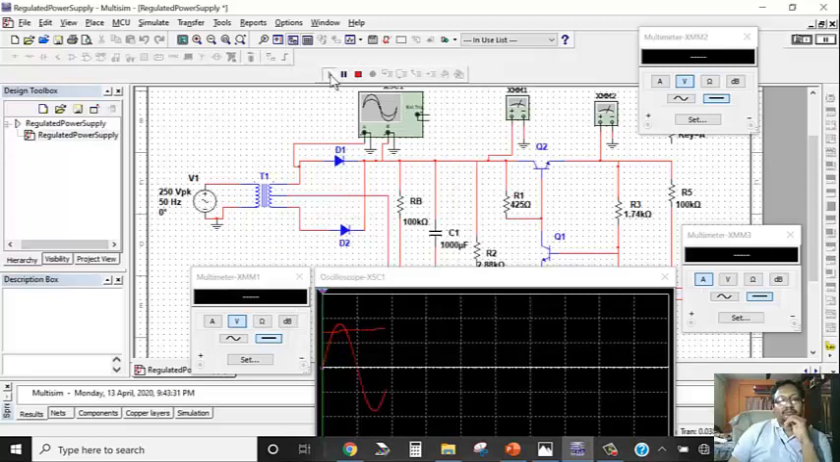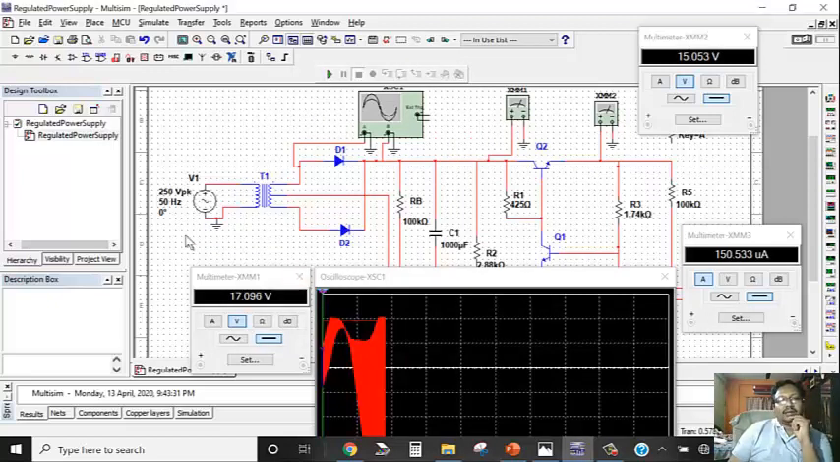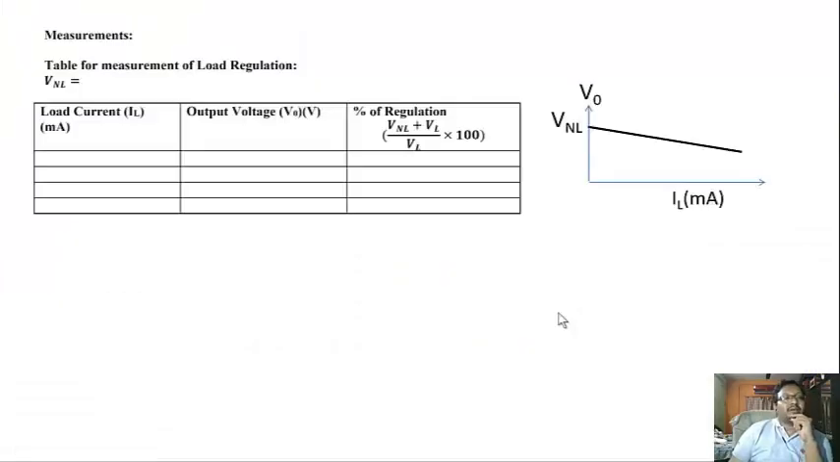Now check the performance. Now see, our peak to peak voltage is now 250 volt. Unregulated voltage is 17, but what we are getting? We are getting as per our expected value, which is very close to 15 volt. So line regulation performance has been checked perfectly. Our circuit design is very good. The performance can be checked using this table.